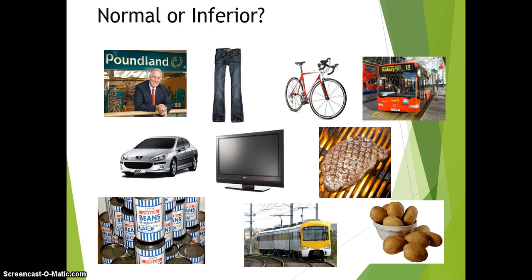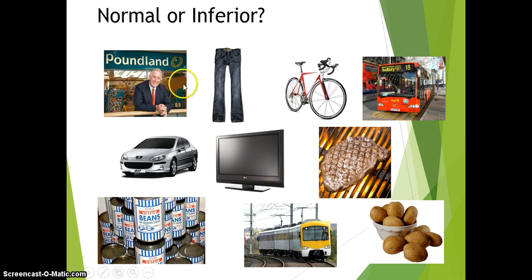Right, let's do some more examples of products. Are they normal or are they inferior? We'll start over on this side. Poundland probably would be inferior products. So what that means is, as you became richer, you probably would go to Poundland less. So demand for Poundland would go down as people got richer.